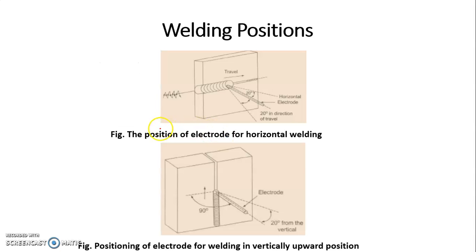This is the position of the electrode for horizontal welding, and this is the direction of travel. The electrode should be about 20 degrees from the direction of travel for horizontal welding. And for vertical welding, the electrode direction should be 90 degrees from the horizontal.